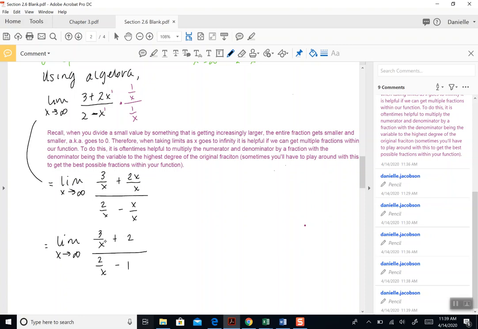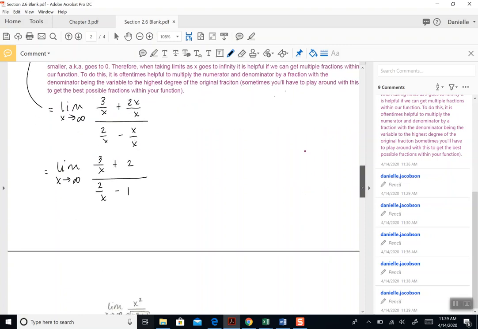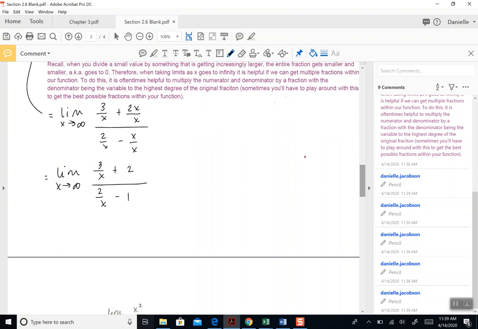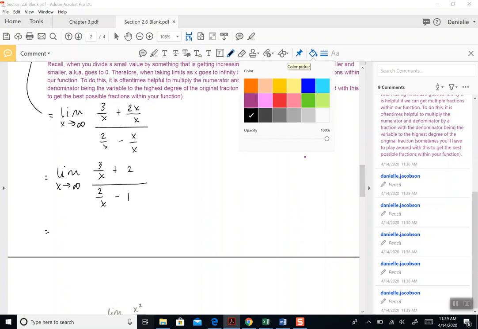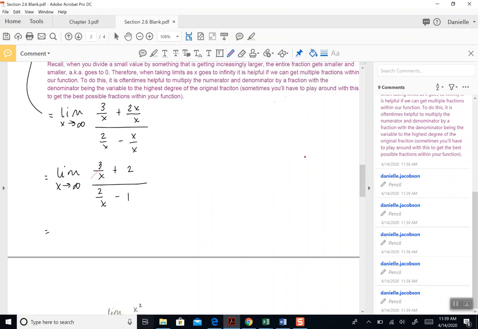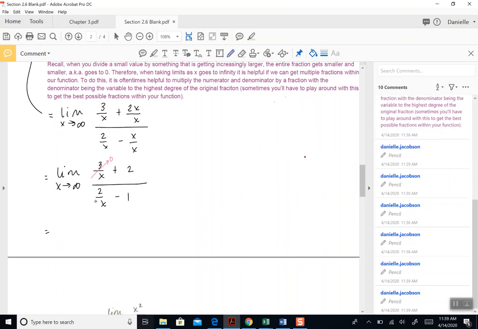Now, looking at 3 over x and the 2 over x, I know as x goes to infinity, aka the denominator gets bigger and bigger and bigger, my numerator is staying as some constant, so this will certainly go to 0 for the reasons that I described previously. This means I can now successfully run my limit. So running this limit through, all right, I see that, discussed this already, the 3 over x is going to go to 0, the 2 over x is going to go to 0.